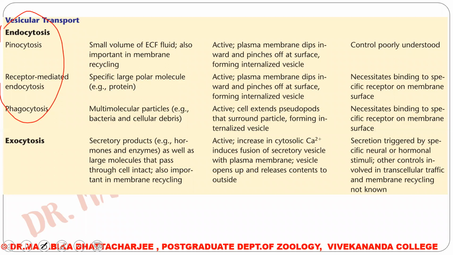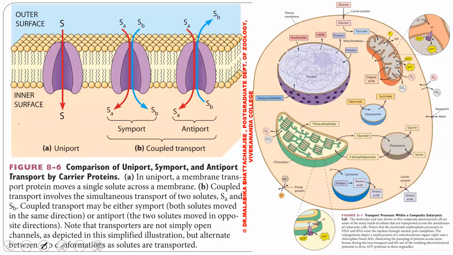In pinocytosis, as I said, a small amount of extracellular fluid might be taken in. In receptor-mediated endocytosis, large polar molecules are taken in. In phagocytosis, pathogens are engulfed. And when we are talking about exocytosis, it is the secretory products that are thrown out of the cell. I'll show you the pictures. By the pictures, it is easier to understand.